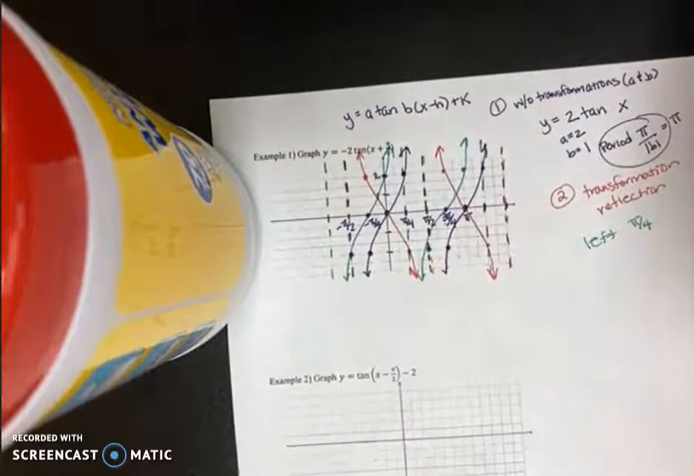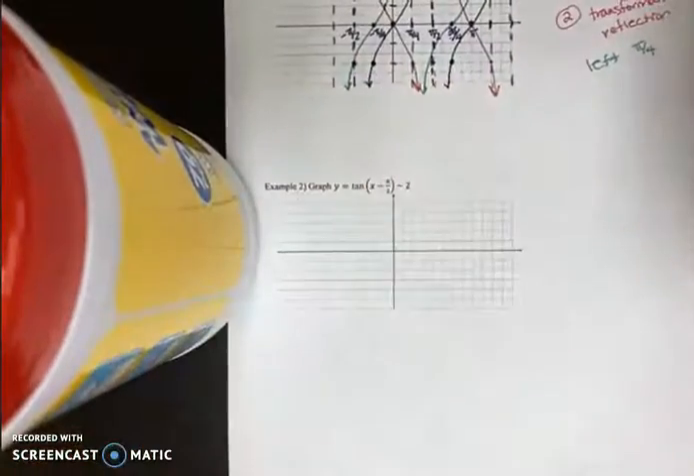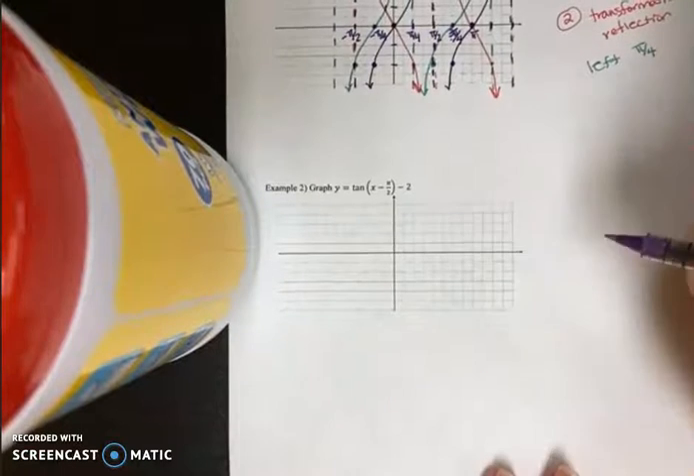So my green graph is what tangent will now look like after both transformations have been applied. Let's take a look at example 2. The only way we're going to get good at this is if we keep practicing, so we are going to spend 2 days on this just for you to get the hang of it.